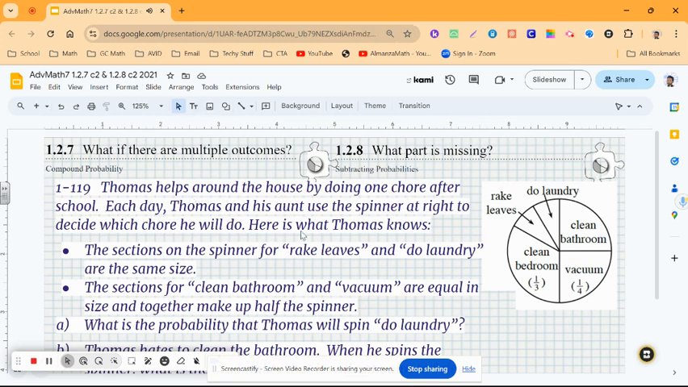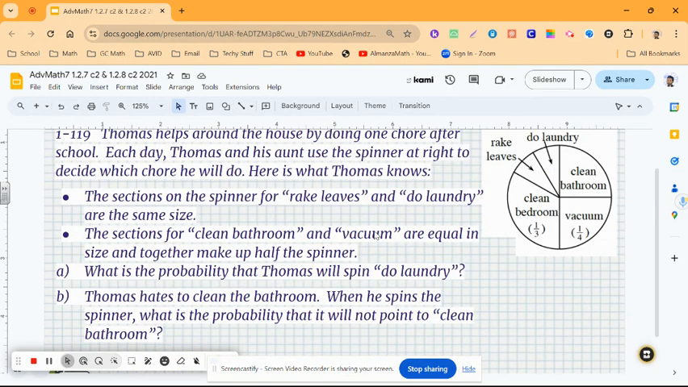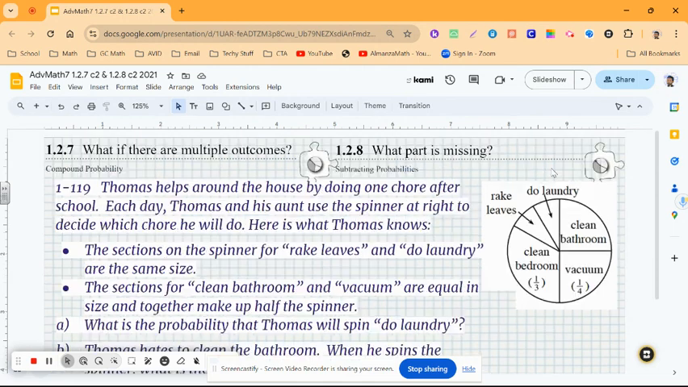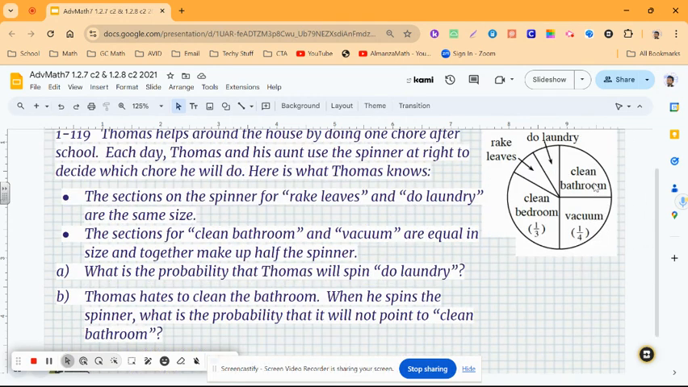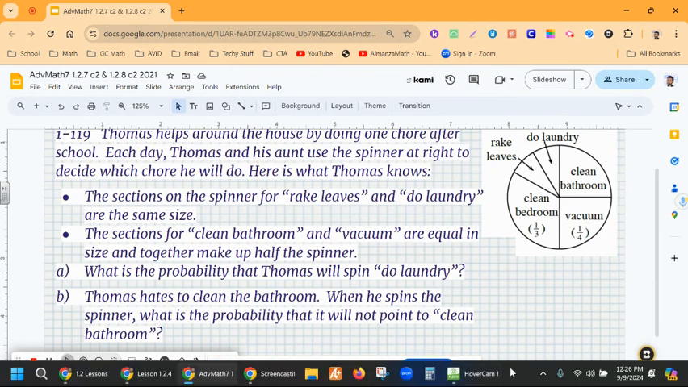Okay, so we have Thomas who does chores for his aunt, and she uses this spinner to decide which one he's going to do. So what we know is that raking leaves and doing the laundry are the same probability on this spinner. Clean the bathroom and vacuum are the same on this spinner, and we're trying to figure out what is the probability of doing the laundry.